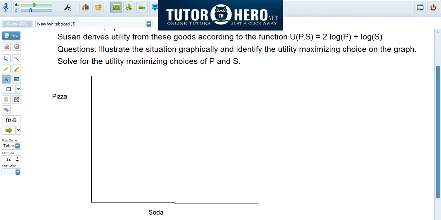Now, the first thing you're going to want to draw in a graph like this is what's called a budget line. The budget line is going to represent the set of attainable combinations of pizza and soda. That is, it's the set of combinations of pizza and soda that utilize precisely your entire budget. So how do you draw such a thing?